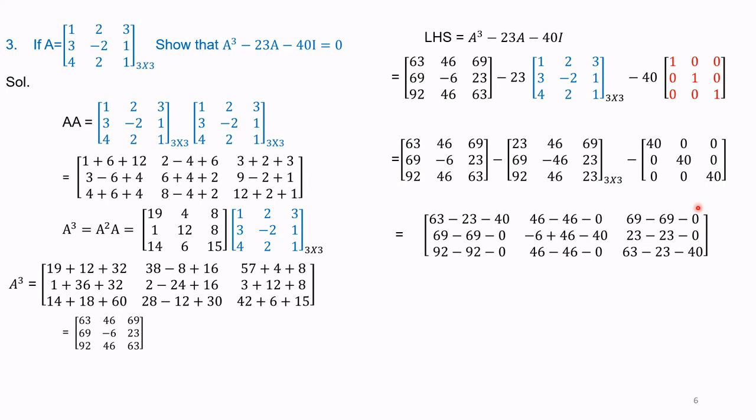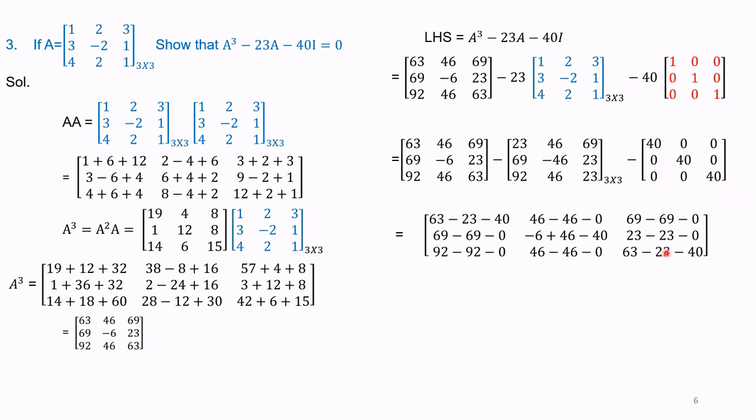Then we will perform subtraction. Therefore, 63 minus 23 minus 40. First row. Then 46 minus 46 minus 0. Then 69 minus 69 minus 0. 69 minus 69 minus 0. Then minus 6 minus minus plus 46 minus 40 here in the second row. And then 23 minus 23 minus 0. Then 92 minus 92 minus 0. Then 46 minus 46 and minus 0. The last item is 63 minus 23 and minus 40.